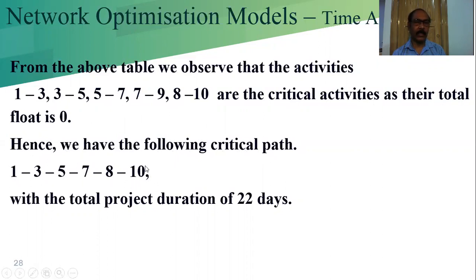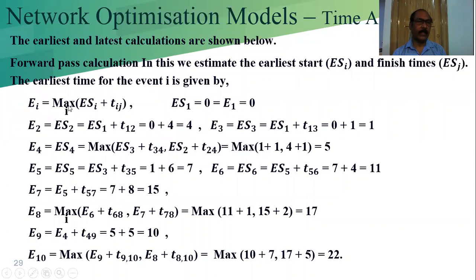So this is our critical path that is shown in the diagram by the darkened line. And what is the project duration time? That is 22 days. Now all the E values and L values calculation table is given below. These are the calculations by using the formula.